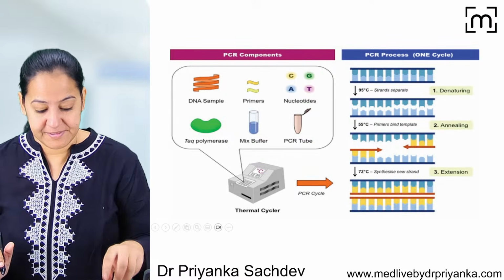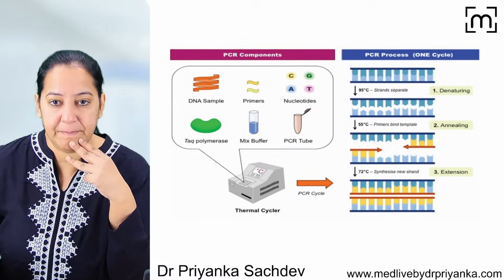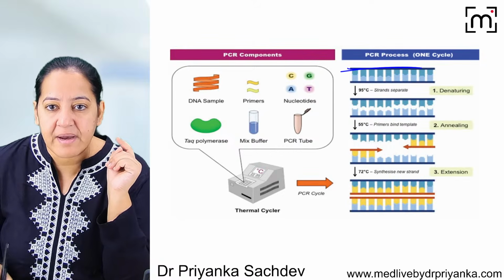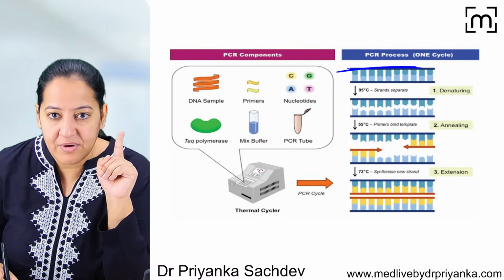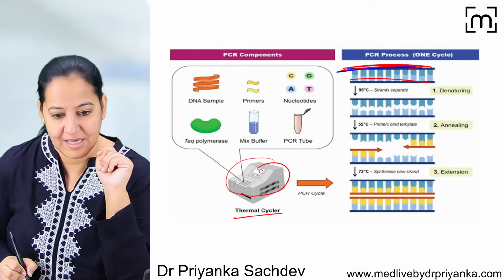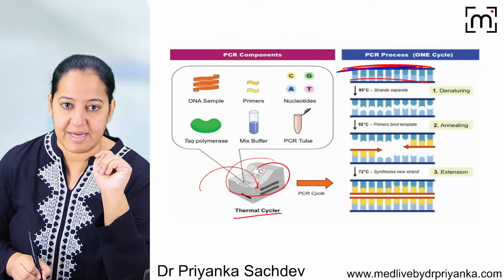Okay. Now there are 3 steps in PCR. You have to understand the 3 steps of the PCR. Now this is the double-stranded DNA. Can you see this is double-stranded DNA? I want you to appreciate this double-stranded DNA. This is the PCR machine. This is known as a thermal cycler. So take your specimen and put it inside this machine.